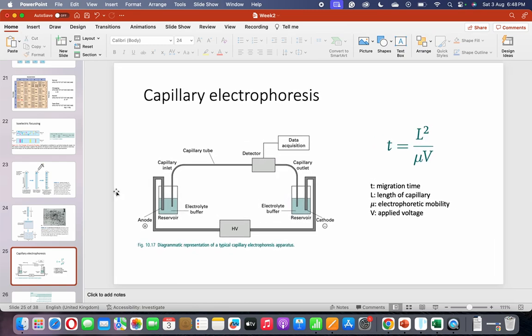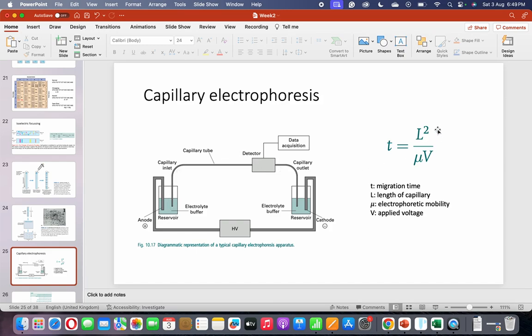Another form of electrophoresis is called capillary electrophoresis, where we move the samples through a capillary. Basically we apply the sample here and then we apply an electric charge across this capillary. The sample is forced through the capillary where we have a detector. Samples pass through the detector one by one as they move under the influence of this electric current. And here the main parameter that we monitor is called the migration time, which is how much time it takes to come to the detector.